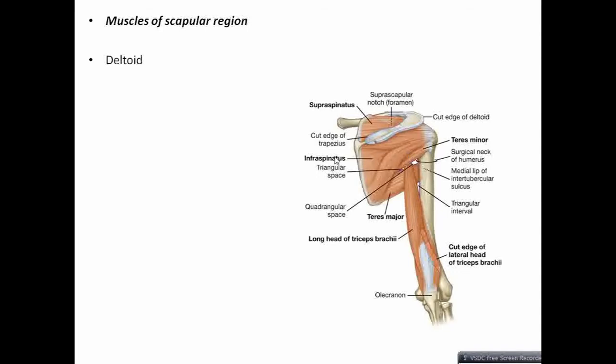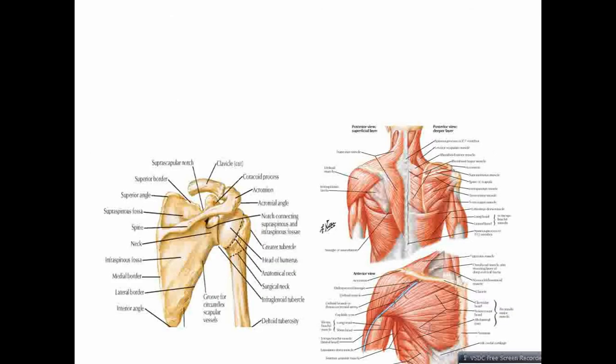Deltoid muscle is not seen here. Teres major is here. Infraspinatus. Teres minor. Supraspinatus. Infraspinatus. Subclavius is a muscle seen on the anterior aspect. Deltoid can be seen here.